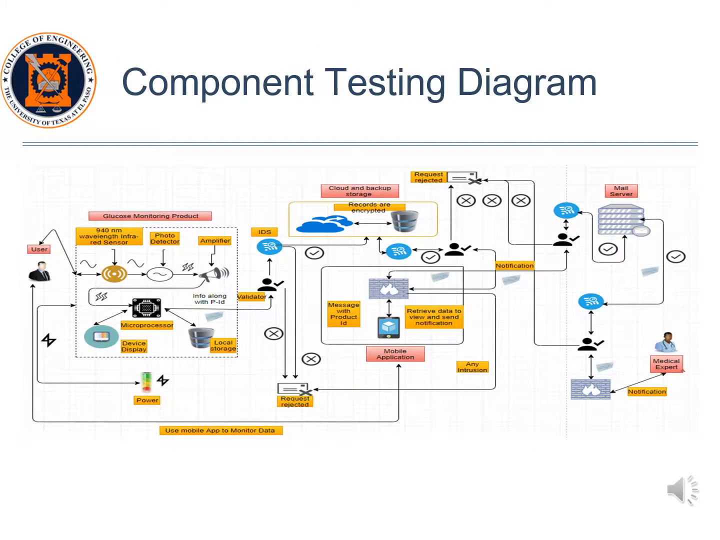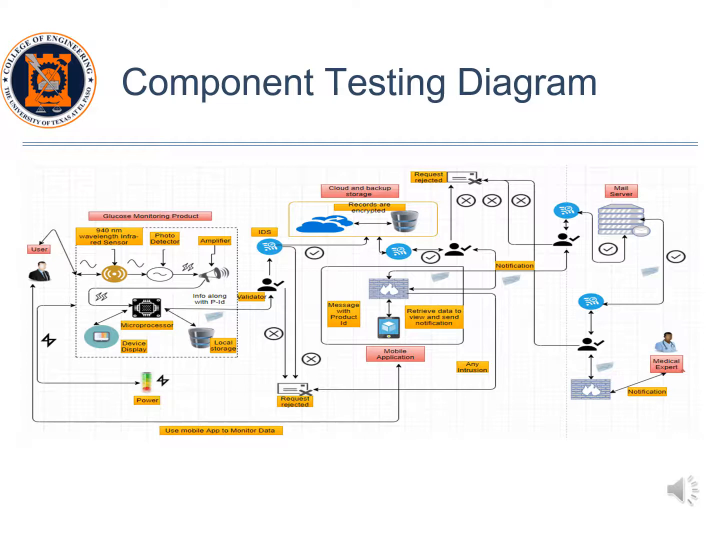This is a diagram of the many component interfaces that make up our system. For example, power, the user, the mobile application, the cloud and backup storage, the mail server, and the medical expert. As you can see, the brown circle highlights the components of the sensor.